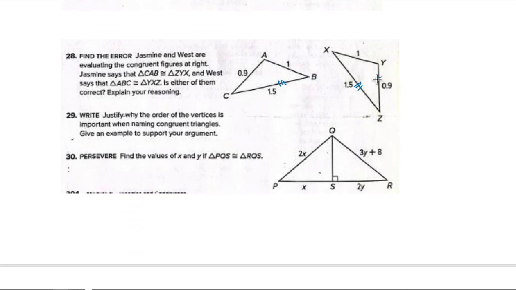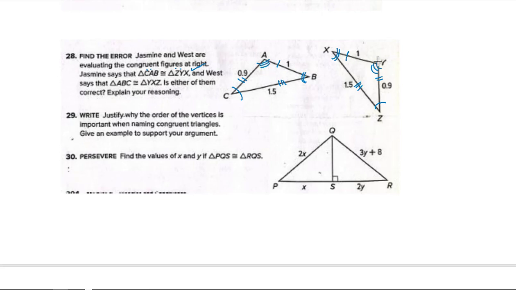For 28, we want to find the error. So the best way to do this is to mark the congruent parts between the two triangles and then look at their congruent statements. So Jasmine says that CAB matches. C is the side between the 2 and the 3 marks, and Z is the side between the 2 and the 3 marks. That matches. Look at Y and A. A is 3 marks. Y is also 3 marks. So it looks like Jasmine has her statement correct.